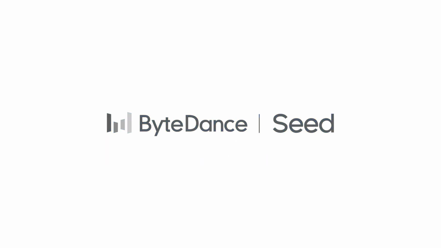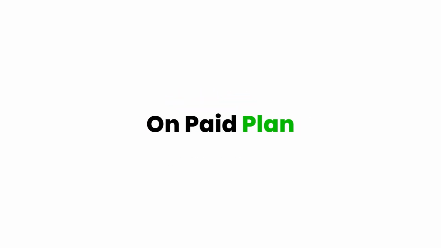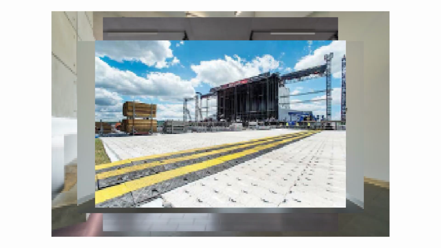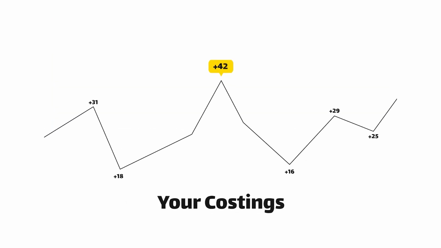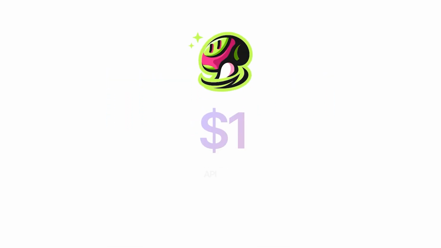Seedream has rate limits, 100 requests per minute on paid tier. The API fails about 8% of the time initially, which is why you need proper error handling. Image quality varies, so you can't just fire and forget. Here's the real cost structure. Per 100 images generated, Seedream API costs $3, $3 for Meshy AI, and $6 in total per 100 images.